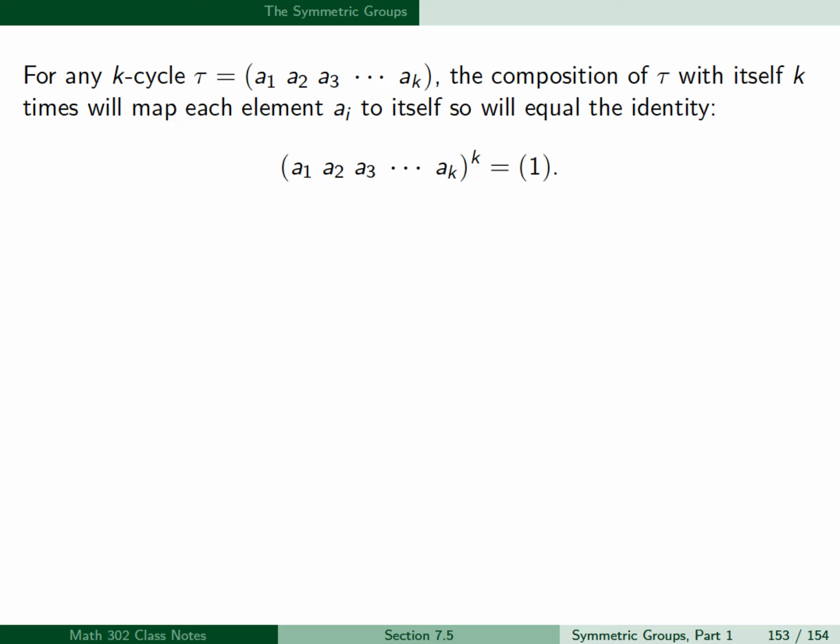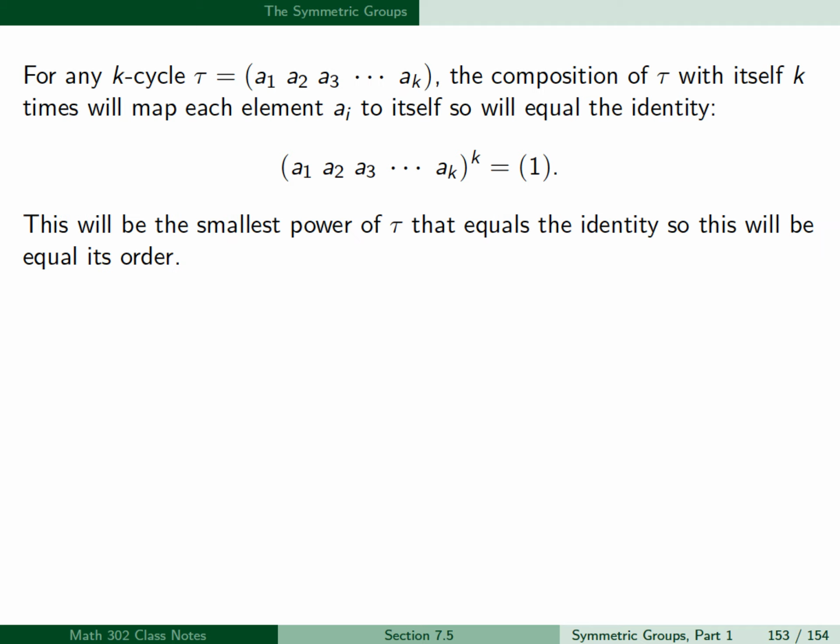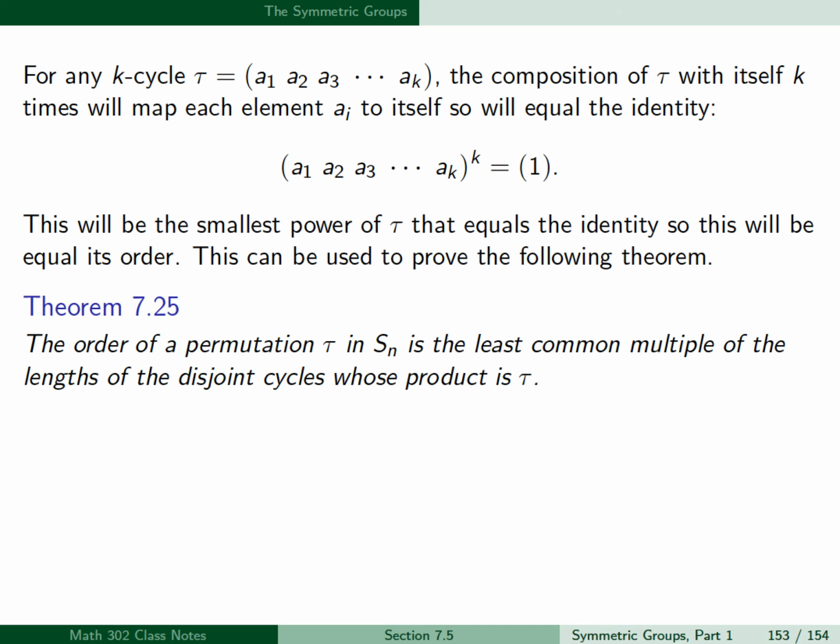Now for any k-cycle tau equal to (a1 a2 a3 ... ak), the composition of tau with itself k times will map each element a sub i to itself, so will equal the identity. And this will be the smallest power of tau that equals the identity, so this will equal its order. And this result can be used to prove the following theorem. This is Theorem 7.25. The order of a permutation tau in S sub n is the least common multiple of the lengths of the disjoint cycles whose product is tau.